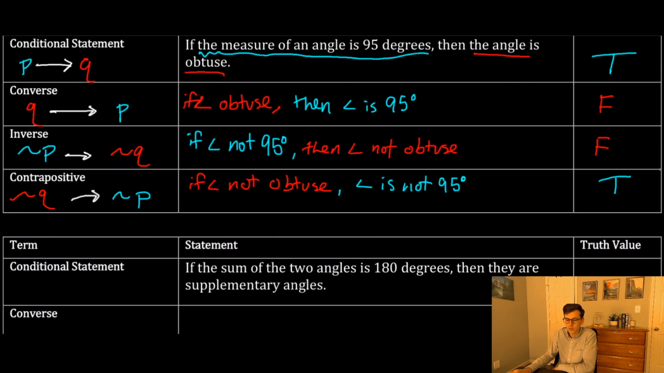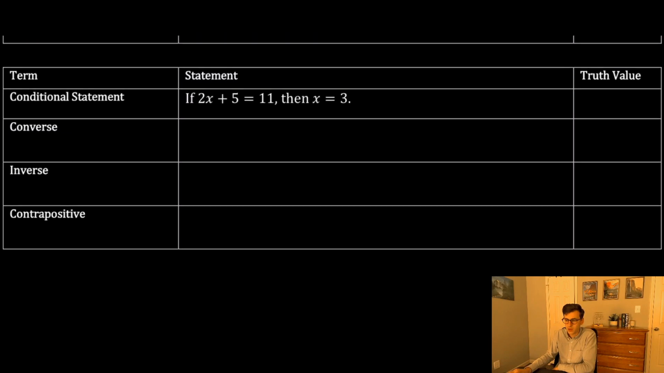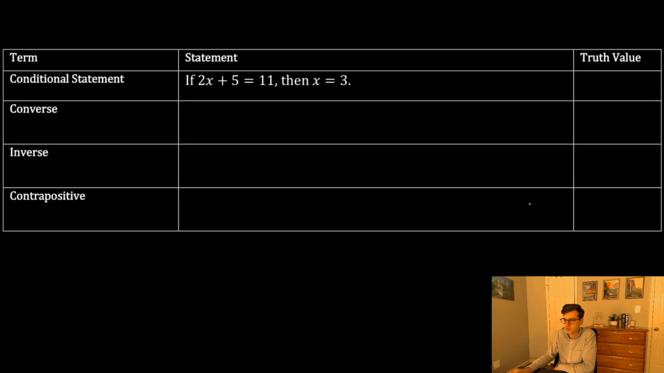Let's try one more, I think. I want to try an algebra one. So that was a geometry example. Let's try an algebra example. Because I think that after we do this, it'll give you more than enough to go off of. We're going to do more colors this time because I think that last time I didn't do enough.